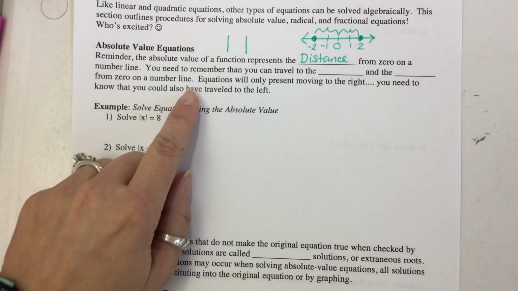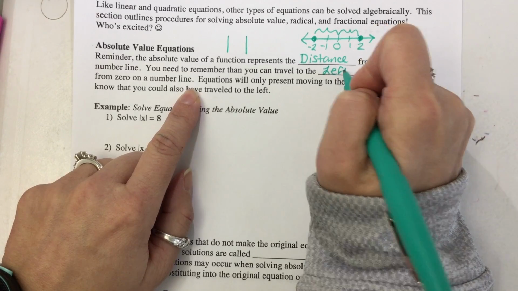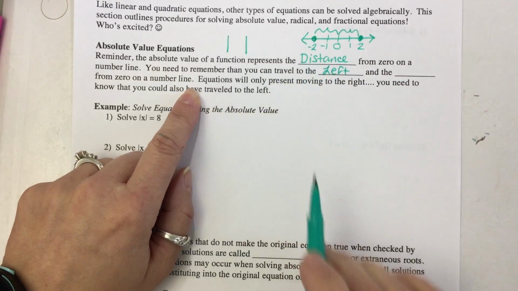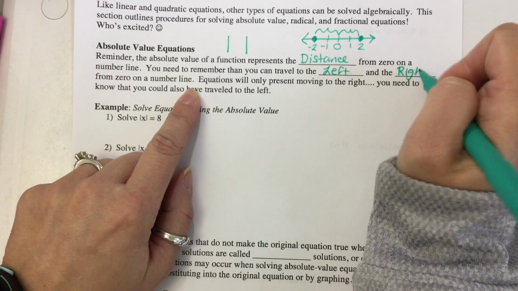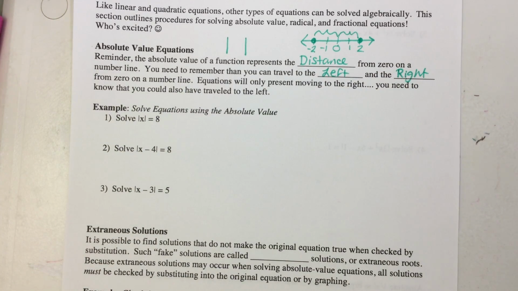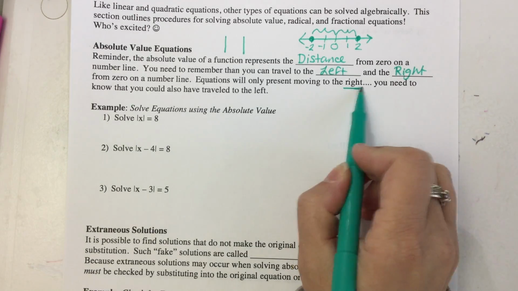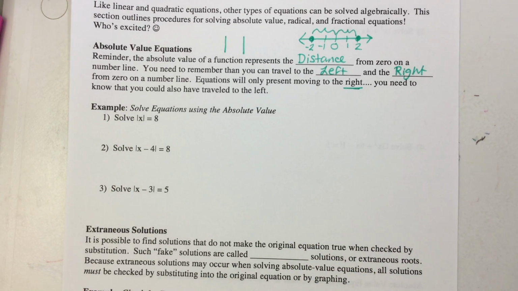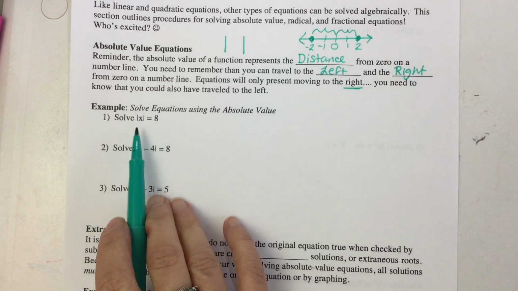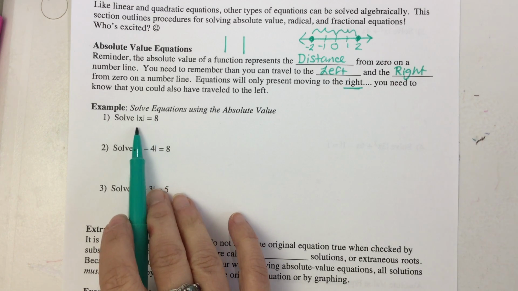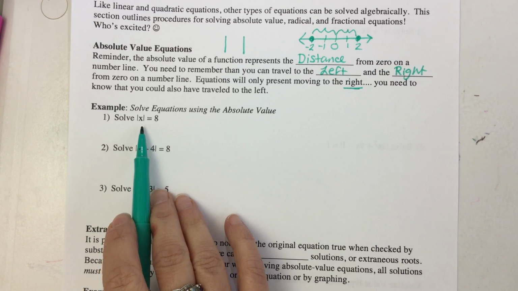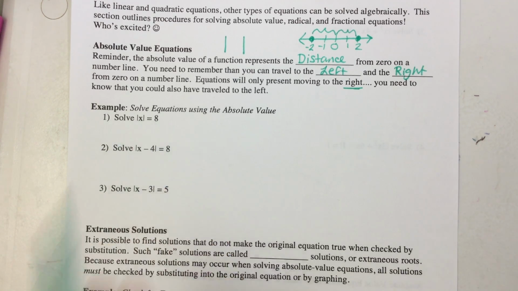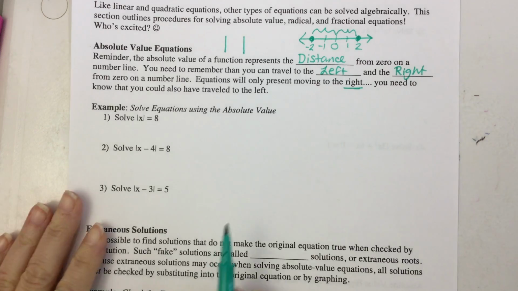So what we need to realize is that we can travel to the left, which gives negative values, and we can travel to the right of 0. Equations only represent moving to the right. So when we drop the absolute value bars, we need to show that this is actually two different equations. One equation represents traveling to the right. The other equation represents traveling to the left. So let's go ahead and do this.